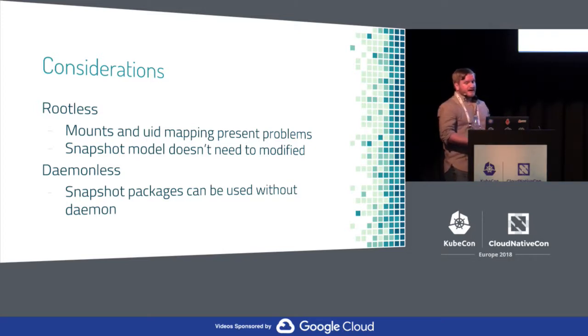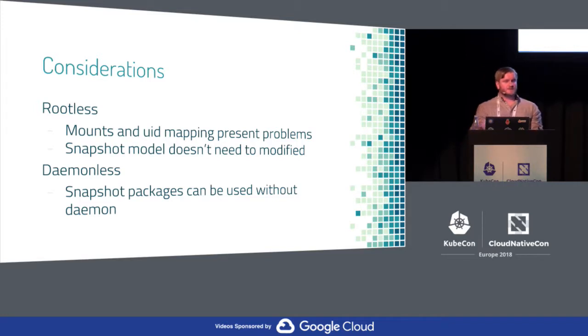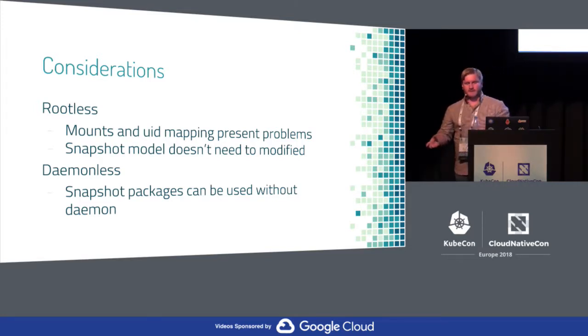So for rootless, I don't think the snapshot model needs to be changed. I think all that needs to be done is how you actually do the mounts and UID mappings that do present problems for rootless containers. And I'm not an expert in that area, but there are people here who you could probably ask questions about the problems that might come up.